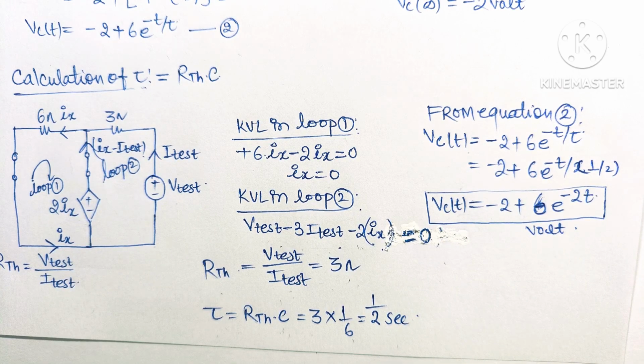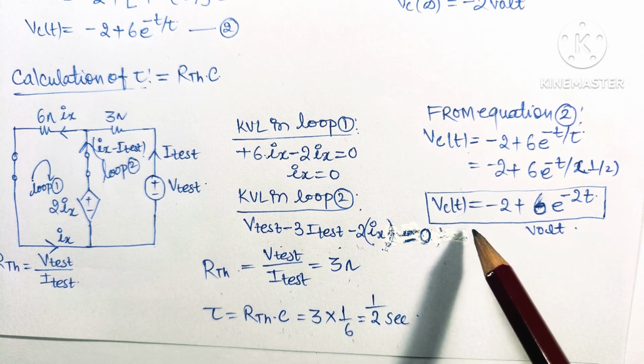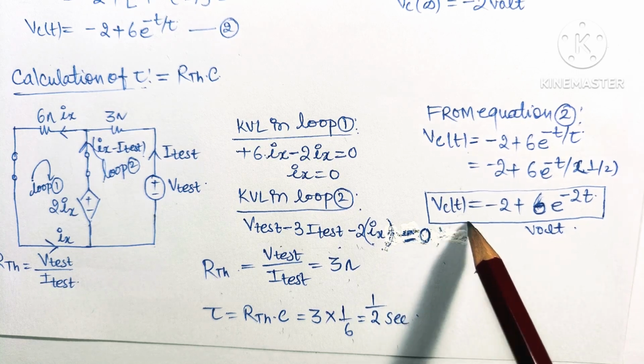If we want to find the voltage at any particular time for t greater than 0 second, then we put that value of time here instead of t, and we can find the voltage at that particular time.